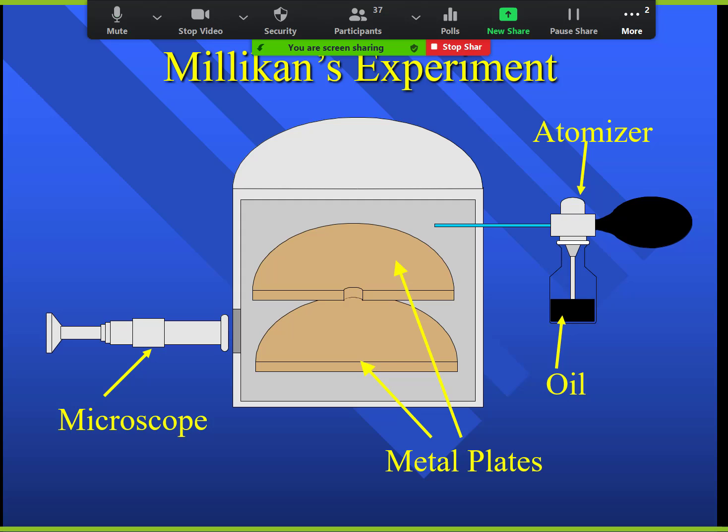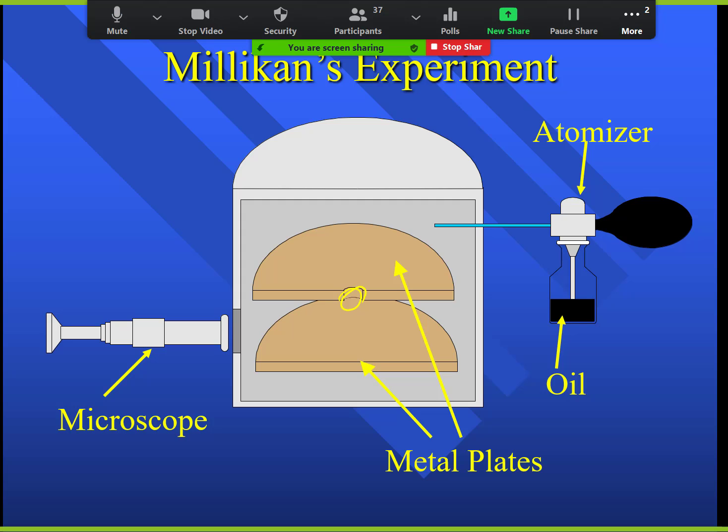Inside the container, there are two metal plates, one on top, one on the bottom. The top one has a hole in it, right in the middle. The bottom one doesn't. So I cut it down the middle, there's a hole in the middle.